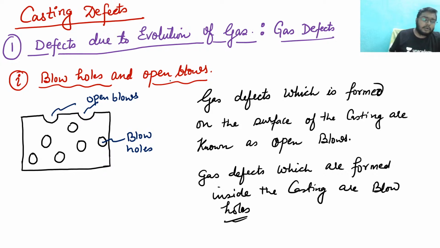So I think these blowholes and open blows are clear to you. On the surface, they are open blows, and inside, they are blowholes. Clear? So I think these two points are clear to you. Now let us move to the next gas defect.